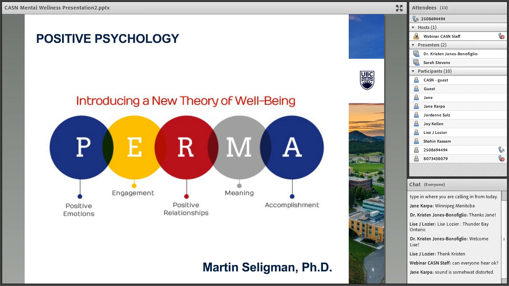The PERMA model shown here comes from Dr. Seligman's work in positive psychology from the University of Pennsylvania. I've added a slide of resources at the end of the presentation for those of you who are interested in learning more. He also has a TED Talk for those of you who like TED Talks.